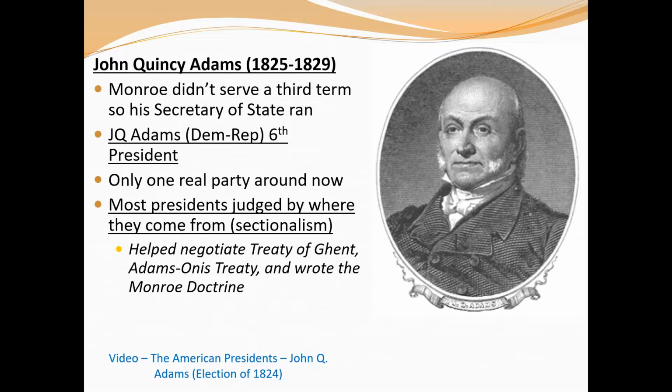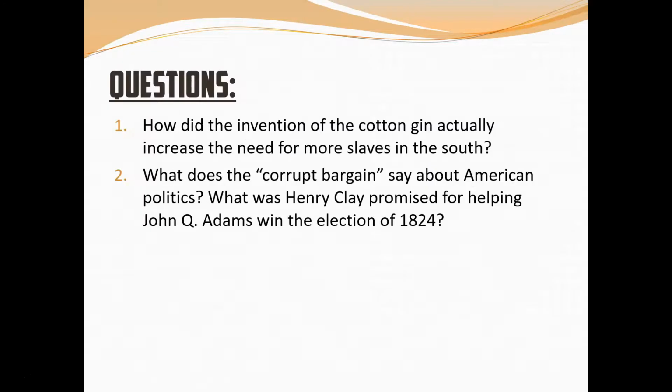John Quincy Adams was responsible for negotiating the Treaty of Ghent there at the end of the War of 1812, the Adams-Onis Treaty, and he had helped write the Monroe Doctrine. He was a very important figure in our country, but not going to be the most important of presidents in regards to what he accomplished in office. More so, the corruption that led to his election is more important than what he did as a president.